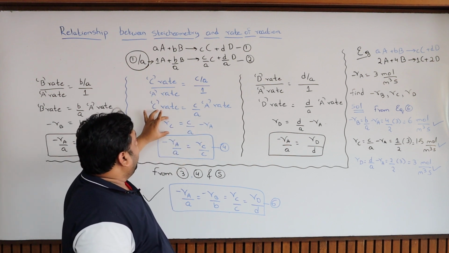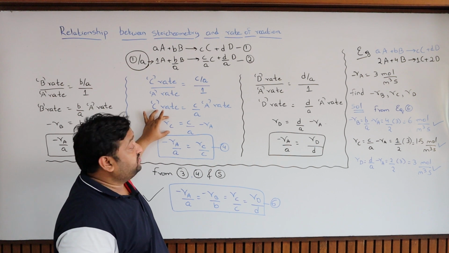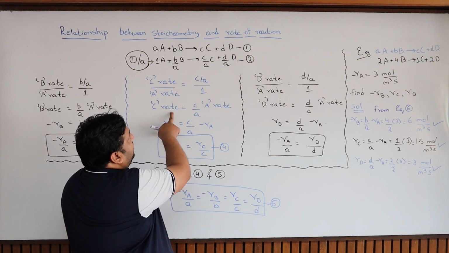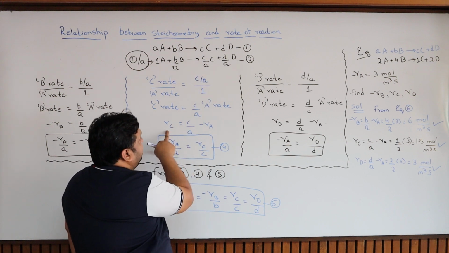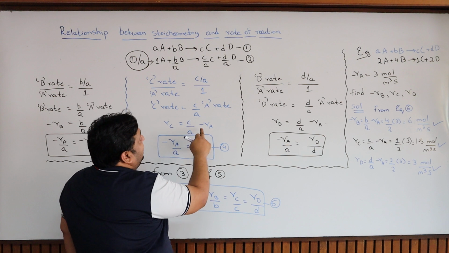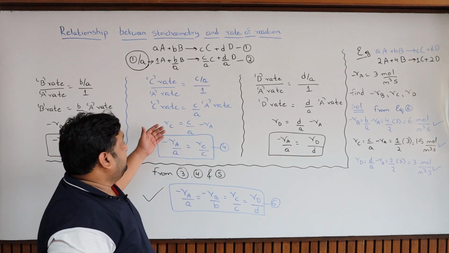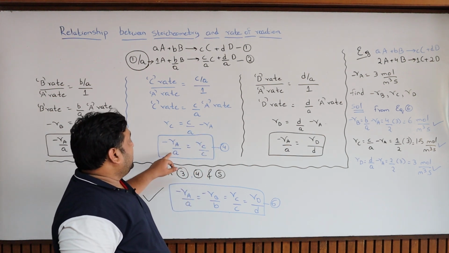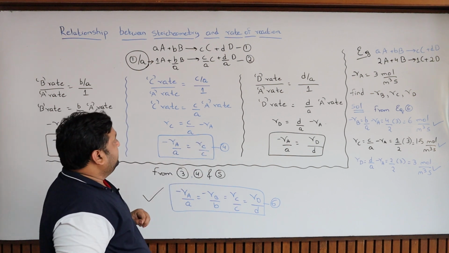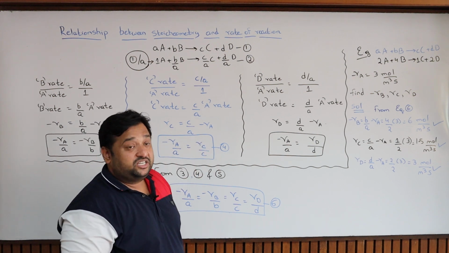What is C rate? RC, the rate of reaction of C. What is A rate? Minus RA. Because C is on the product side, I have taken a positive sign, and because the A rate is on the reactant side, I have to take minus A. From this relationship, I get minus RA by A is equal to RC by C. Okay, this is our second relationship.